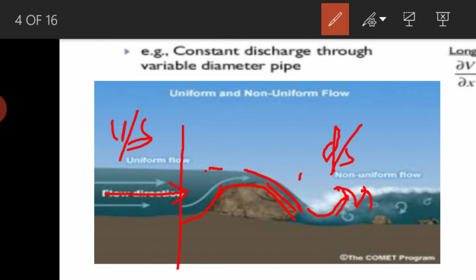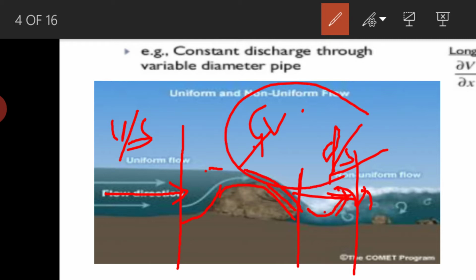Then within a short interval of time, the depth will be varying. In this particular section you will be getting a rapidly varied flow, and here you will be getting the gradually varied flow. Both gradually and rapidly varied flow are classified as varied flow, and rapidly varied flow and gradually varied flow represent non-uniform flow. So the downstream side of the flow represents the non-uniform flow.